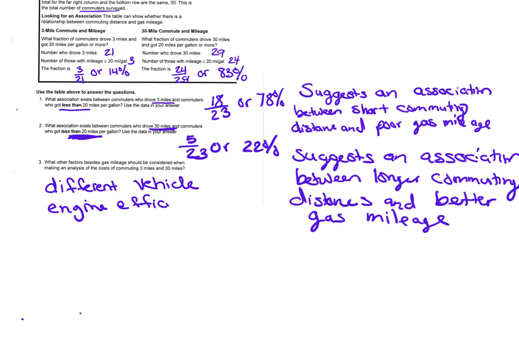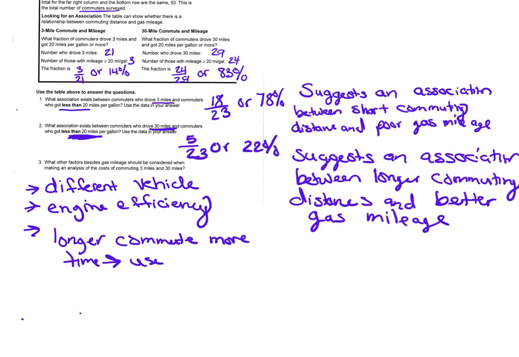And if I'm trying to save money with my commute, the longer I commute, the more fuel I'm going to use too. Even if I'm getting better gas mileage, driving longer and going further in the long run is going to cost more. So maybe I should say a longer commute takes more time, which could use more fuel. Even though you're getting better mileage, you could still be using more fuel.